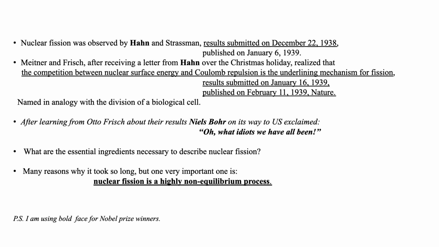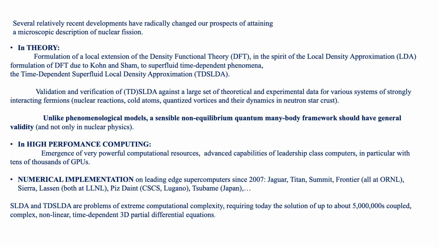Now, I'm going to describe the necessary ingredients in order to describe fission. One reason it took so long is that nuclear fission is a highly non-equilibrium process. I'm going to illustrate why that happens. So, what are the important developments which allowed us to do that? In theory, it was the formulation of density functional theory. I'm going to explain a little bit about what it is. That was due to Hohenberg and Kohn, and Kohn and Sham, who proposed it in 1964 and 1965. Here I forgot to highlight Kohn, who received a Nobel Prize for that.